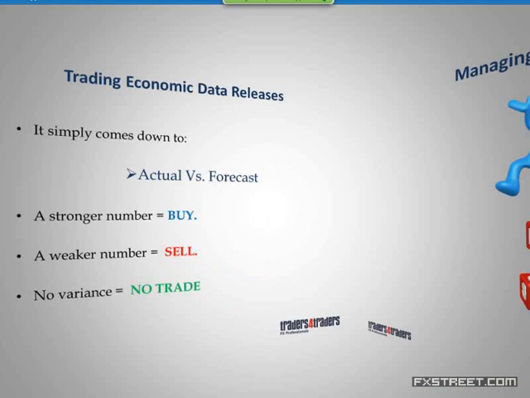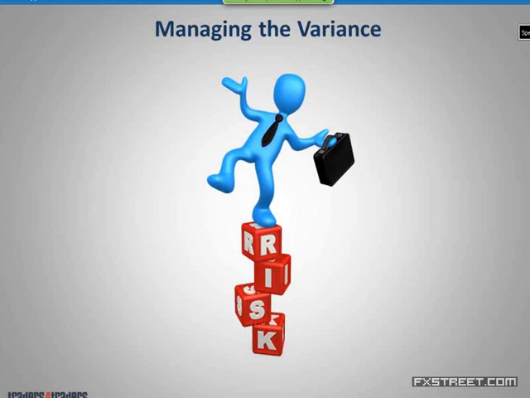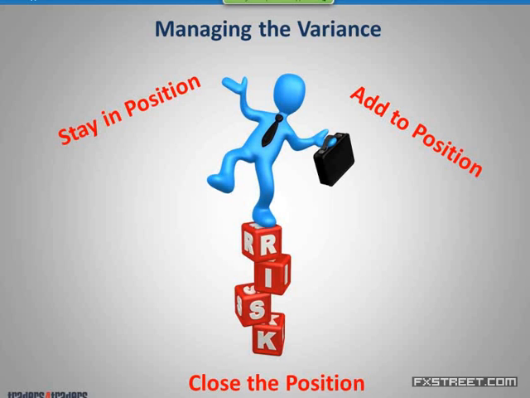But this is where it gets a little more difficult: managing the variance after the event. As I said, we can look at the event and say, this is the number we're looking for. If it comes out with different levels of variance, it may create a little bit of risk for us. One of the key decisions you'll be making after this, if you know how to execute, is sitting back and working out whether you stay in the position, add to the position, or close the position out.